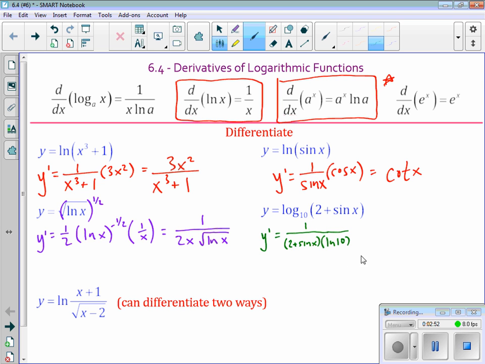Oh, what did I miss? What do I need to multiply the back by? The derivative of the inside, right, which would be cosine. Don't forget your chain rule.